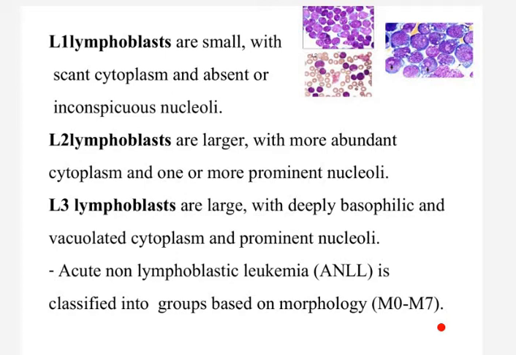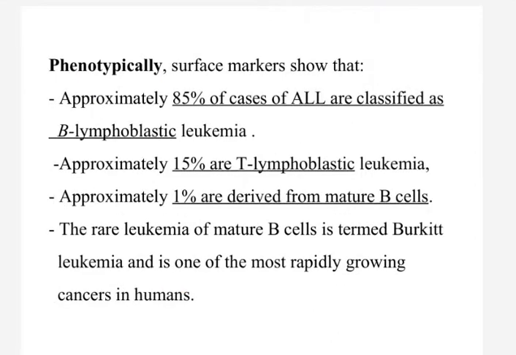Acute non-lymphoblastic leukemia is classified into groups based on the morphology as M0, M1, M2, 3, 4, 5, 6 to M7. This is for the acute non-lymphoblastic leukemia. But acute lymphoblastic leukemia is L1, L2, L3. This is the morphological study.